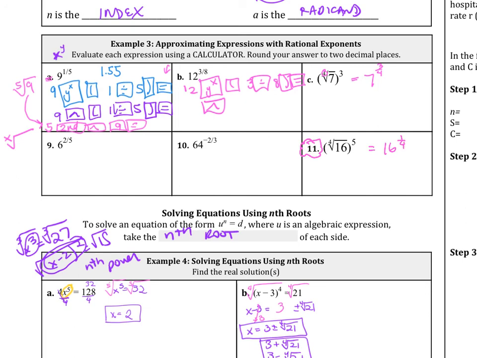16 to the 1/4. And then to the 5th power. So that's 4th root of 16 to the 5th power. So that becomes 2 to the 5th power, which is 32, okay? But please learn how to do the calculator with that. So B, C, 9, and 10.